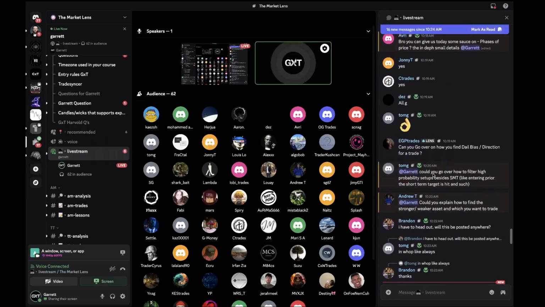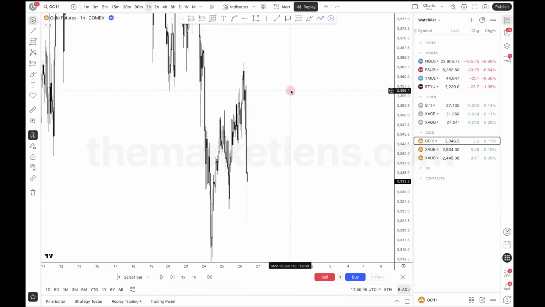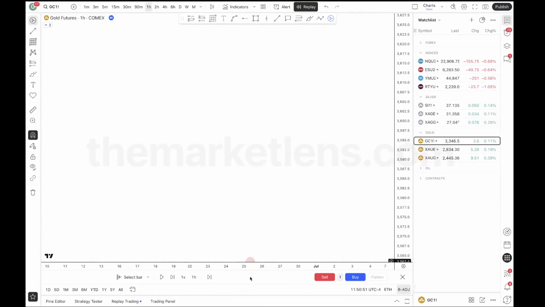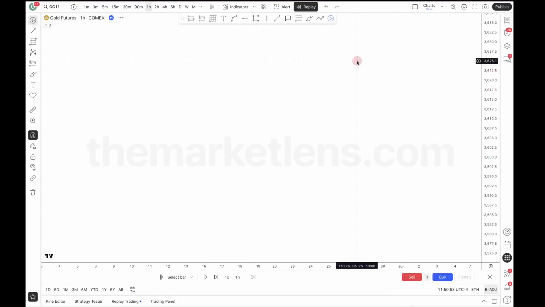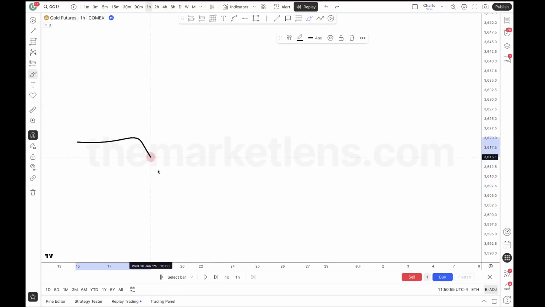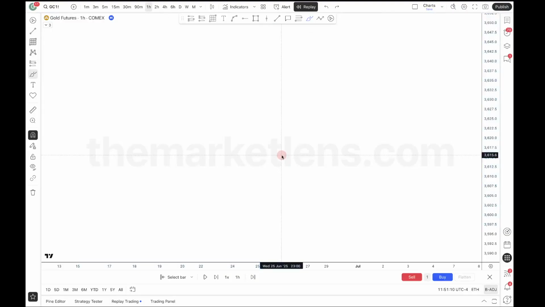Could you go over how to filter high level setups besides SMT? Yeah. So just to cover that quickly, because we don't have a lot of time. Not only is SMT a good filter for price, there's really like 3 that I can think of off the top of my head. There's candle profiles. So if I want to be bullish, I want the day to open low first, right? It's also the wick size, the daily wick size. Those are the two filters for price right there, and those are some of the easiest ones to identify.